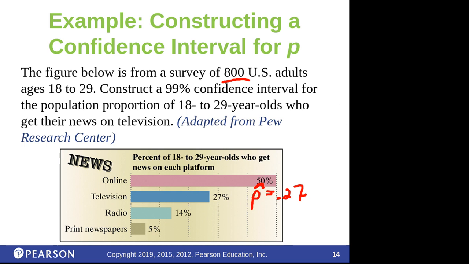So we had 800 adults surveyed. My p-hat value was 0.27, which means my q-hat, which is 1 minus p-hat, is 0.73. Now, I want to make the range for my values. The first thing I need to do is n times p, is that greater than or equal to 5? Well, n is 800 times 0.27, which is what? 216? And 216 is definitely greater than 5, so we're good there.